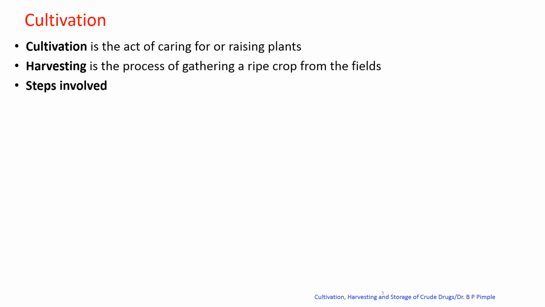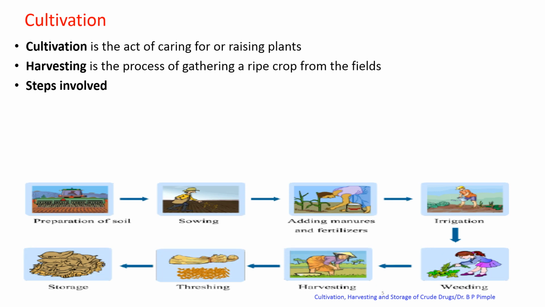Steps involved in cultivation are, first, site selection. An ideal site should be selected for cultivation of the desired crop material, and this can be done by thorough literature survey or from gathering the experiences from various farmers who are engaged in cultivation of the same plant or crop.